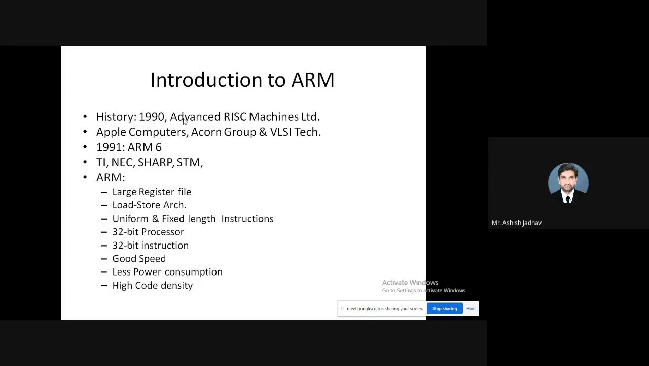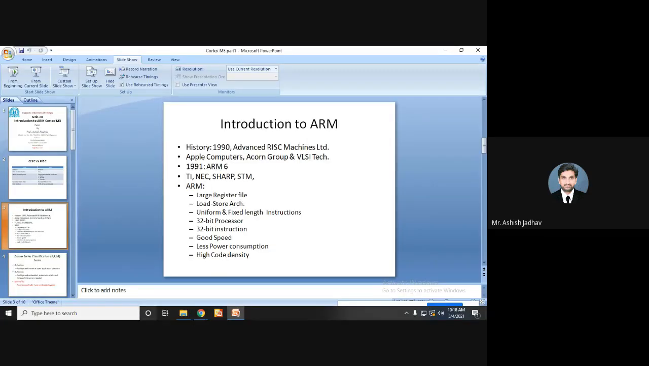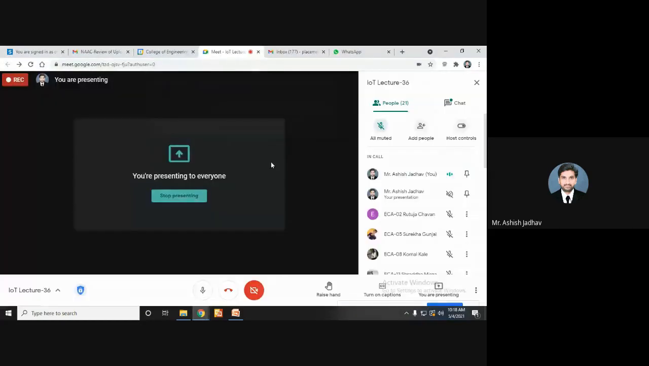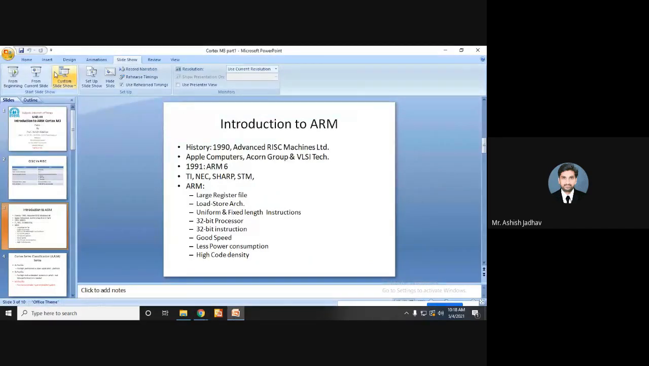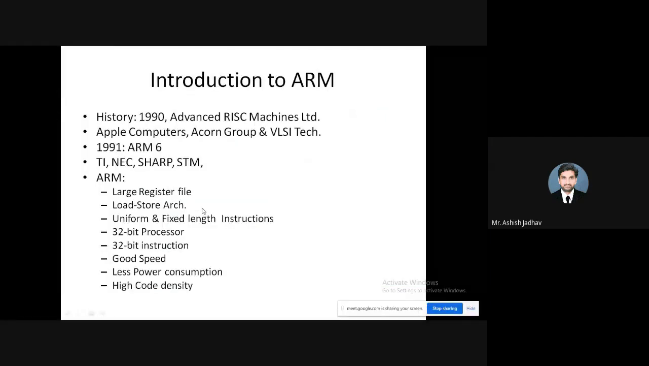Then less power consumption. I told you less power consumption is because there are two different sleep modes: normal sleep and deep sleep, right? So as per your choice, you can decide how much power you want to save. Based on that, you can decide. If you want to save more power, you can put your processor in deep sleep mode. Then high code density. Just now I told you, you can switch between 16-bit and 32-bit instructions, so high code density can be ensured.